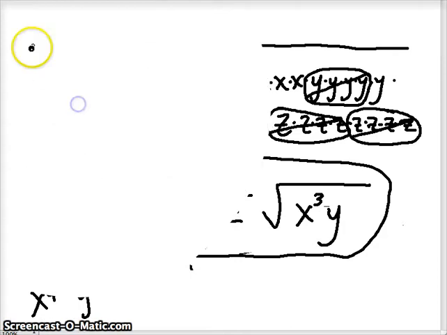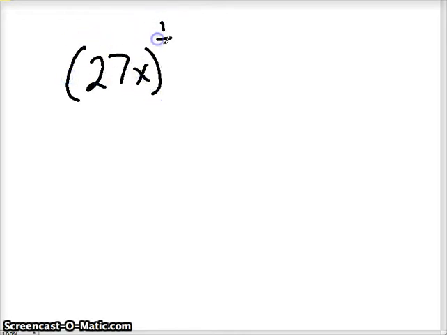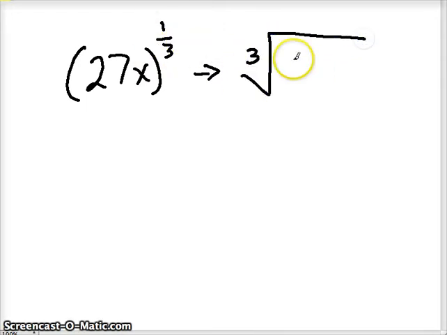Alright, let's try another example here. Let's try an example in exponent form. Let's try 27x to the 1/3 power. We could change the form. Maybe that'll help. 1/3 power means we're taking the cube root of something. We're taking the cube root of 27x. So now factor that all the way down.